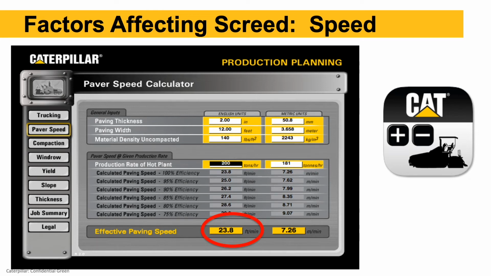You can scratch numbers out by hand, take your total tonnage for the day, your paving width, your paving thickness, and calculate a paver speed that will get rid of the amount of mix that you are planning on delivering to the job that shift at a constant paving speed. So that's part of the planning process. It's one of the best things we can do is maintain a constant paving speed.